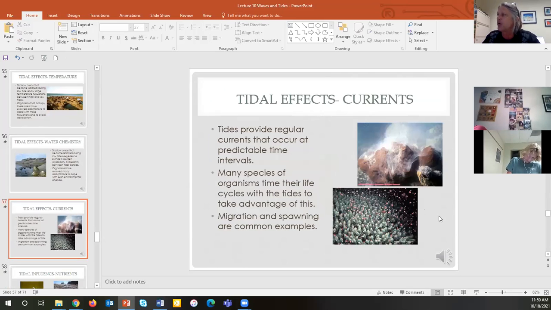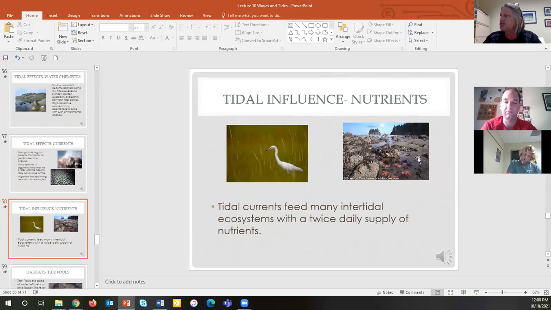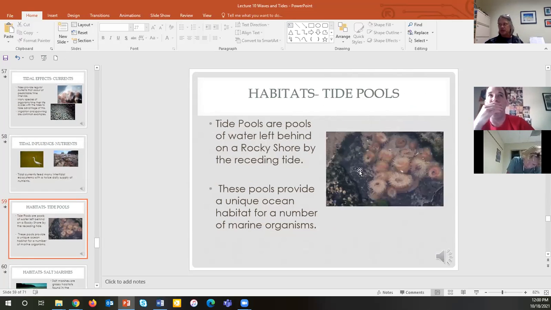Organisms that live in tide pools or in tides, migration and spawning, here's sponges spawning, here's coral spawning, releasing the gametes into the water column and allowing them to mix. Those are done on lunar cycles as well. Nutrients are flushed in and out of salt marshes, mangroves, and tide pools, which are unique habitats caused by tides. So tide pools are the first unique habitats. They are fed during high tide and isolated during low tide.